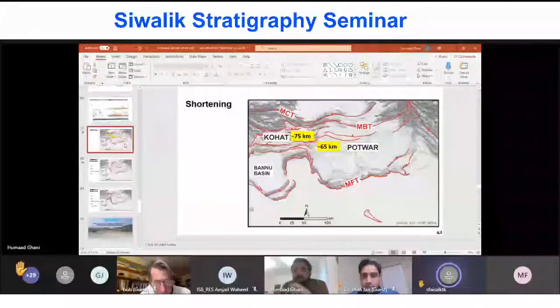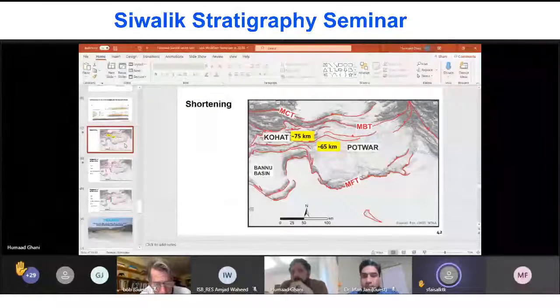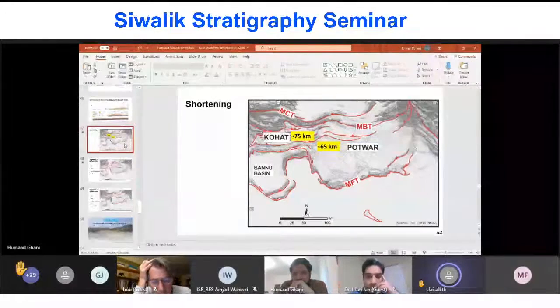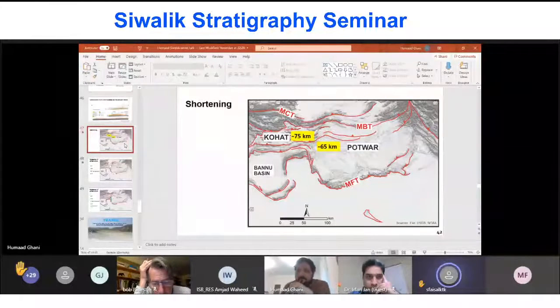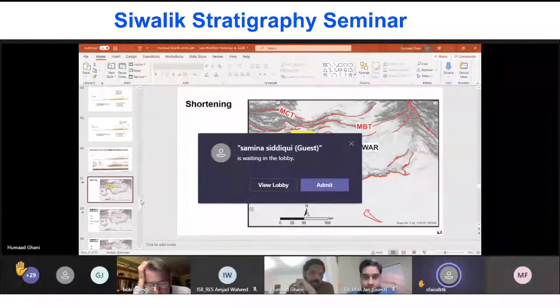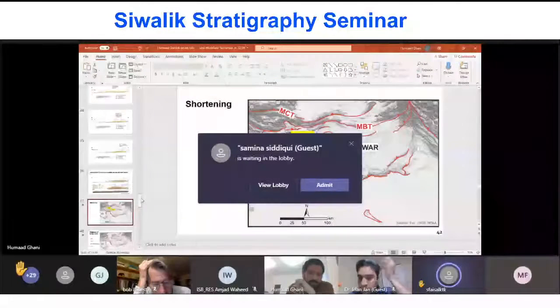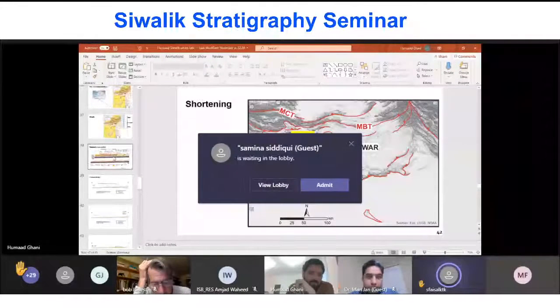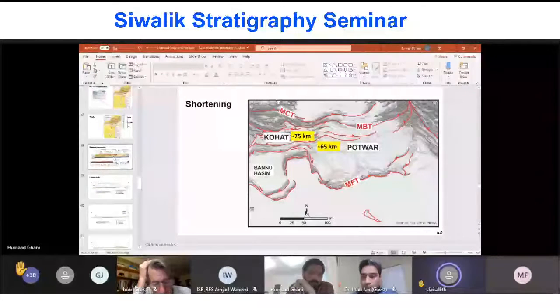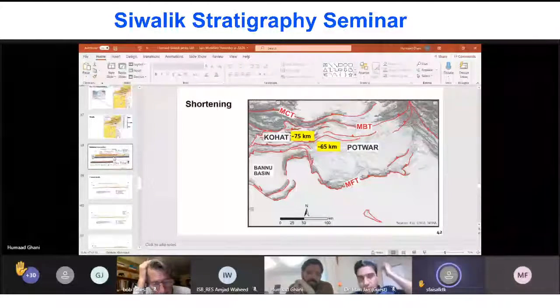The other thing is, in your models, the Murray formation is missing to the north of the MBT, and I believe you have sampled from just to the west of Fata University. You have also sampled from that area, from the Murrays. But it's missing in your cross section. I don't understand why it is like that. And also, might it not be the case that in the Surgar range, in the southern Kohat area, the Murray formation would be in the subsurface?